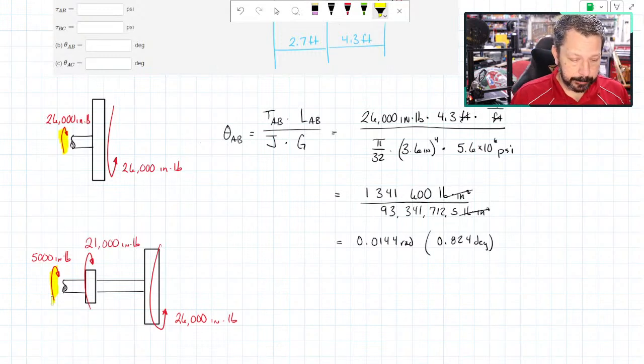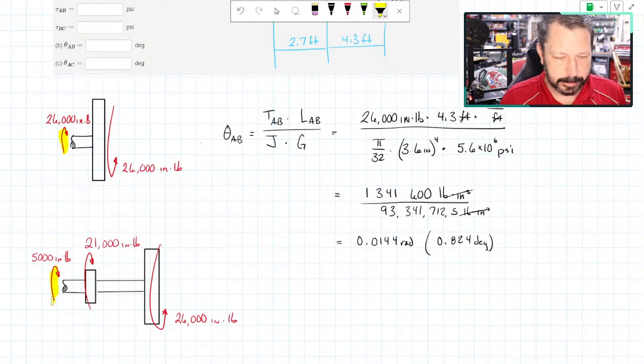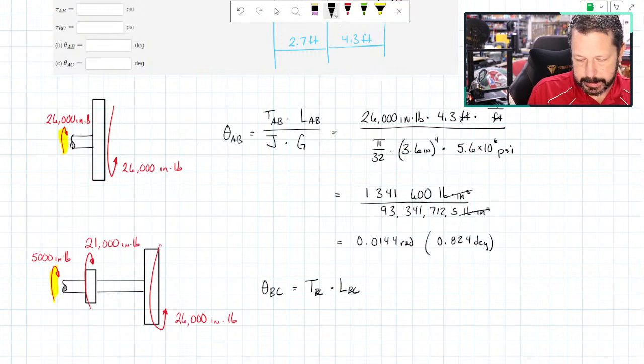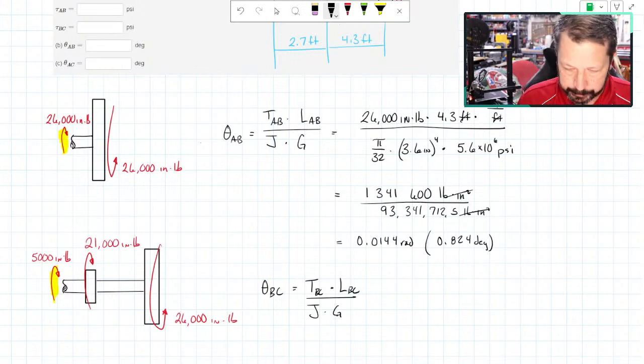It's possible, depending on how the external torques are applied to this thing, that they could have the opposite sense and they would subtract. One section is twisting one way and another section in the shaft is twisting a different way. That's not the case here, though. All right, so this is theta BC. So we need the torque in section BC, the length of section BC, and then J and G were constant for the whole shaft, so those can be the same numbers they were before.